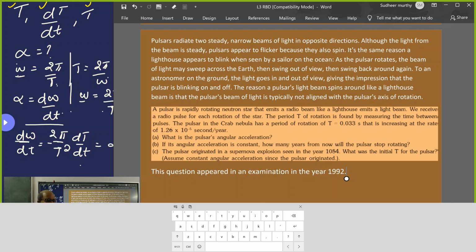Yes, Farooq. Sir, in this case omega is given and omega naught we have to find, no, sir? Yes, omega naught you have to find. Once you find out omega naught, you will get T naught. T naught will be the initial time period.